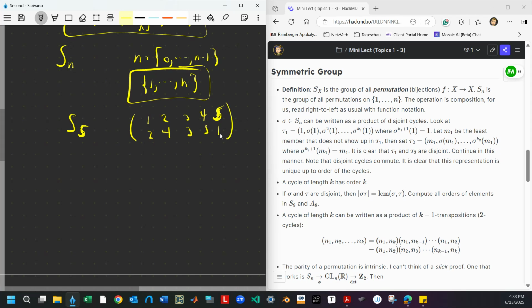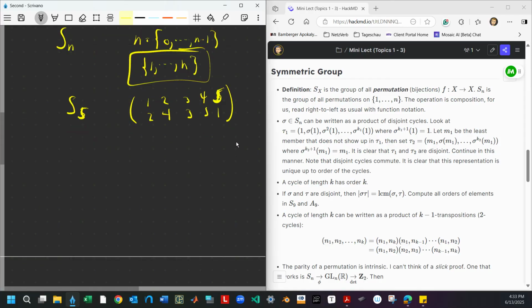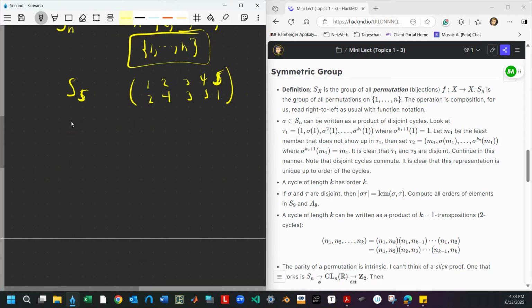We could just say that's my permutation. It's saying 1 gets sent to 2, 2 gets sent to 4, 3 gets sent to 3, 4 gets sent to 5, 5 goes to 1. So that's a way of doing permutations. Let's say this is sigma.